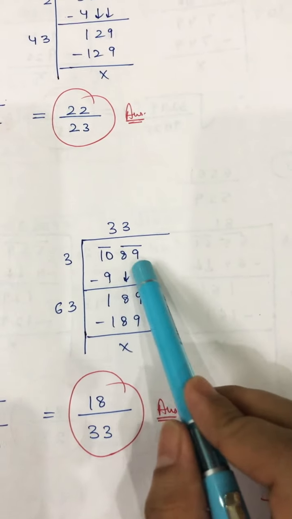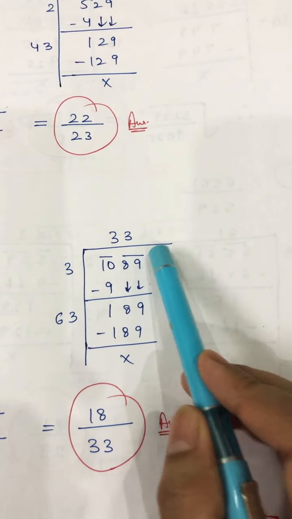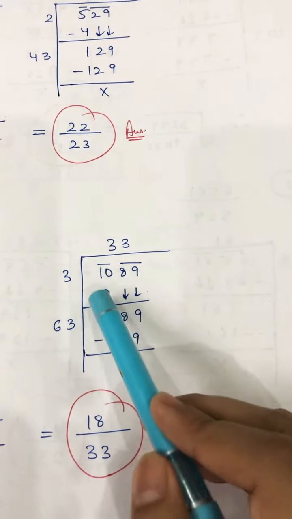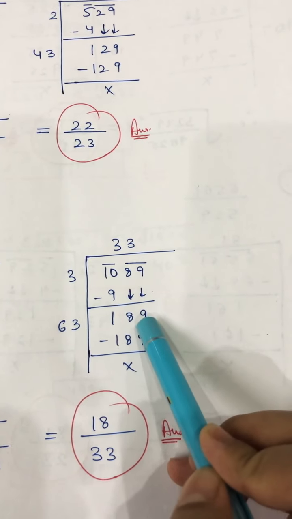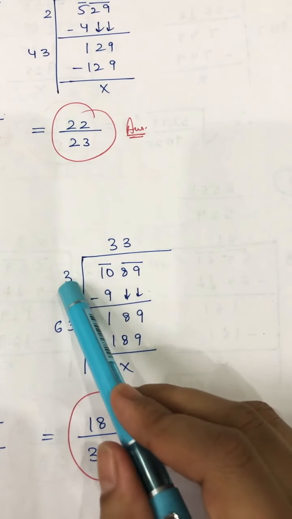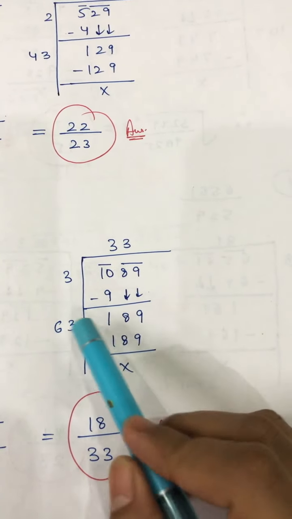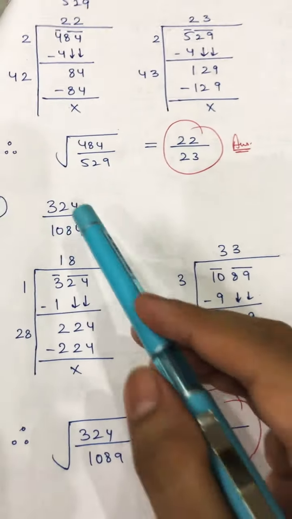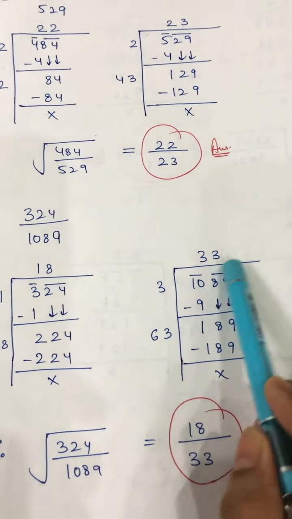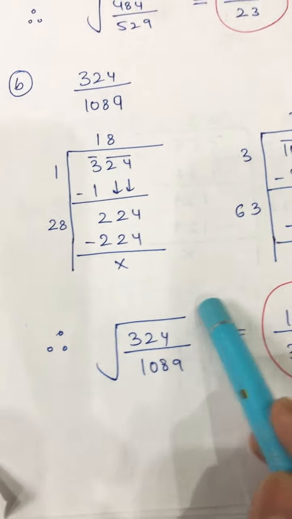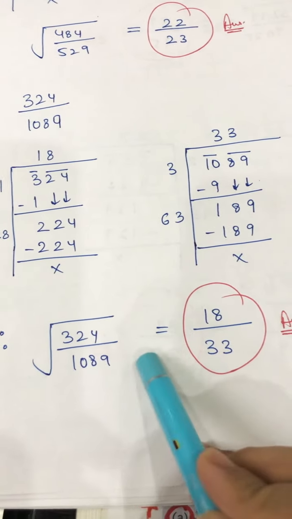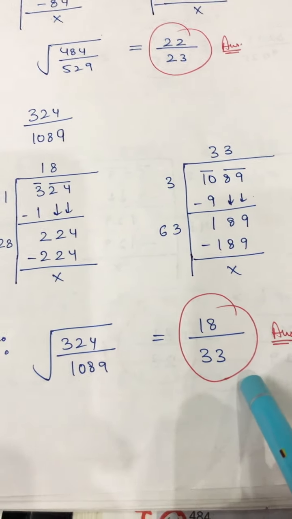Come to this side. This is your denominator 1089. There are two pairs, first pair, second pair. It will go on the 3 table. 3 3s are 9, 1 is left. Take out the next two digits. Now 3 plus 3 will be 6, and it will go on 3. 63 3s are 189. Now the remainder is 0. So the answers for the numerator and denominator are this and this. In the last line you have to write: square root of 324 divided by 1089 is equal to 18 upon 33.